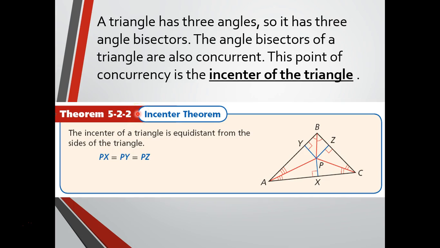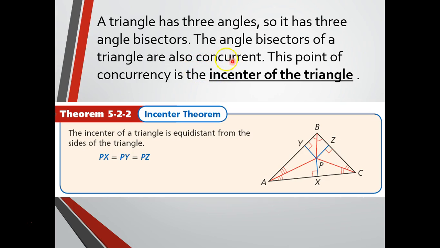All right, so now that we know a little bit more about angle bisectors, let's look at angle bisectors and triangles. A triangle has 3 angle bisectors. There are some properties about angle bisectors in a triangle, just like there were with the perpendicular bisectors of all 3 sides of a triangle. It had a point of concurrency.